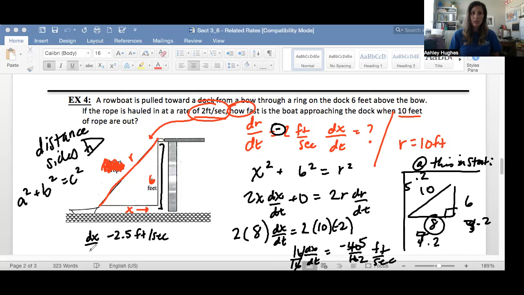Because x is getting smaller, right? This distance is going to be getting smaller. So that's why this rate is negative, because this is getting smaller.